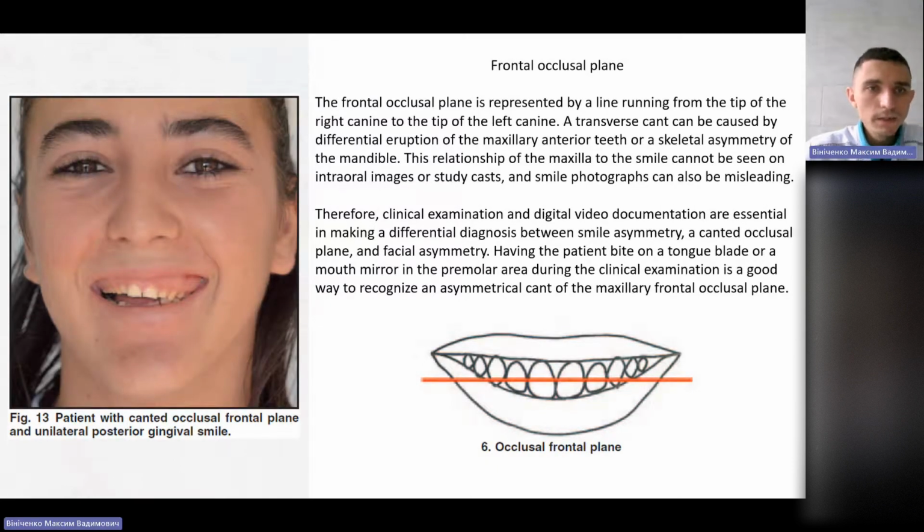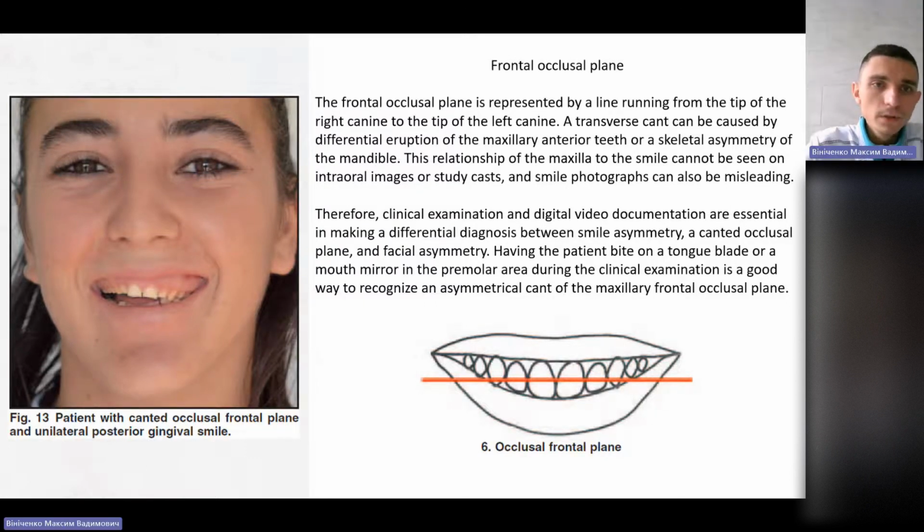Frontal occlusal plane. The frontal occlusal plane is represented by a line running from the tip of the right canine to the tip of the left canine. A transverse cant can be caused by differential eruption of maxillary anterior teeth or a skeletal asymmetry of the mandible. If we see patients with such asymmetry, we need to make not only the lateral cephalogram but also the cephalogram in the frontal view to measure the difference between the left and the right side.